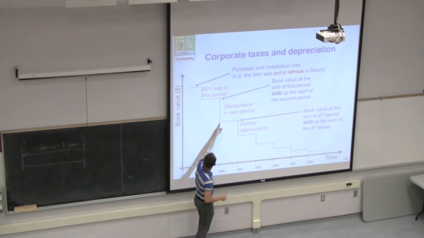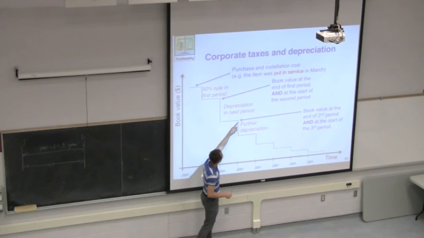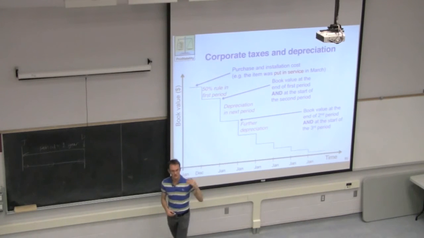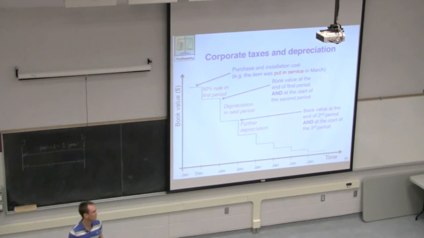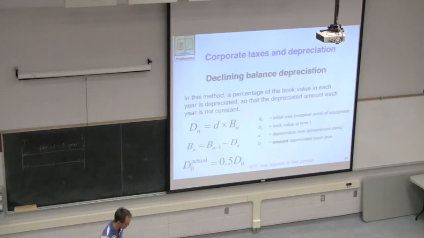So my next period's book value is lower, I get to write off another depreciation at the end of the year, and then my book value keeps declining. From period to period, that goes down, and notice the delta depreciation that you write off every time becomes smaller and smaller. So you don't get to write off in equal amounts. It's a percentage of the book value. So in proportion to the book value is what the depreciation is. And that's exactly what the next slide shows.